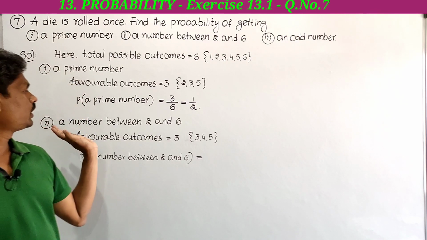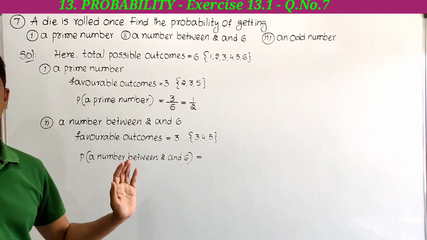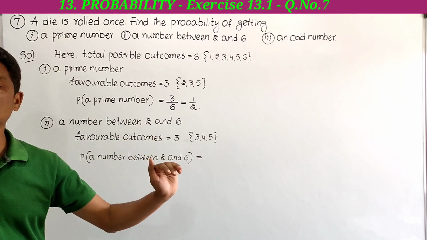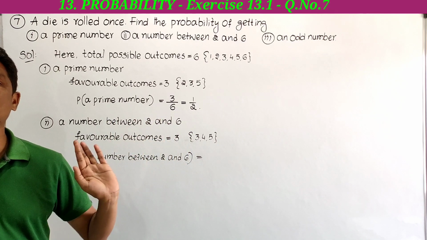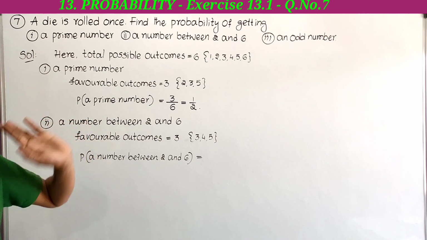So next, the second one, a number between 2 and 6. If a die is rolled once, then what is the probability of getting a number between 2 and 6, he is asking.